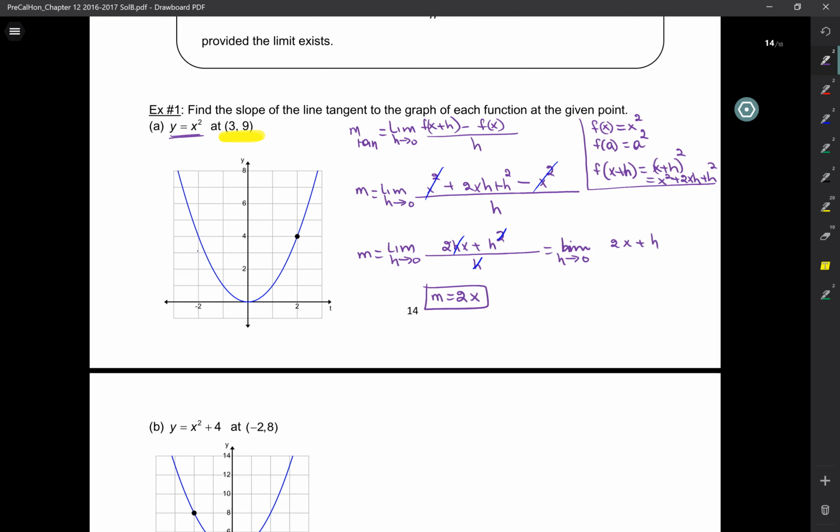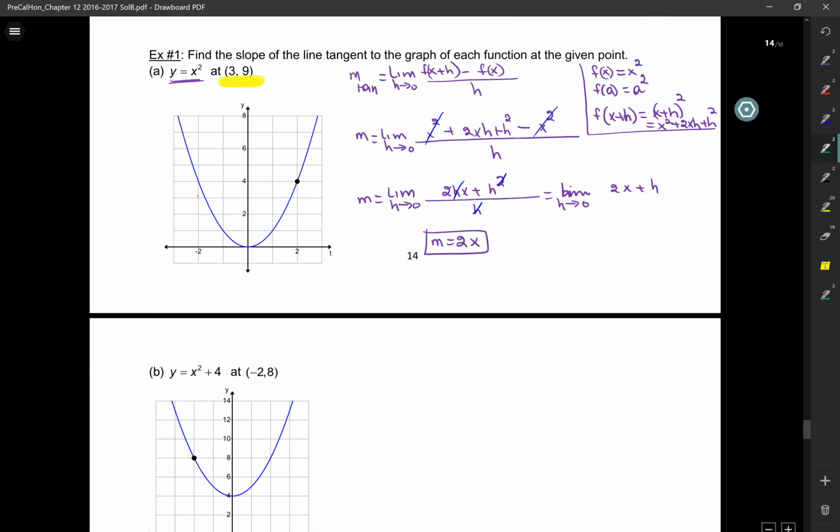So what this tells me is that the expression for the slope of this tangent line, the slope, is always changing, right? How is it changing? It's changing according to 2x. So now, how much is the slope at x equals 3, y equals 9? Let's see. At x equals 3, m is 2 times 3, which is 6. So at that point there, the slope is 6. Do you see what we just did? Come on, tell me. You can't tell me that's not cool.